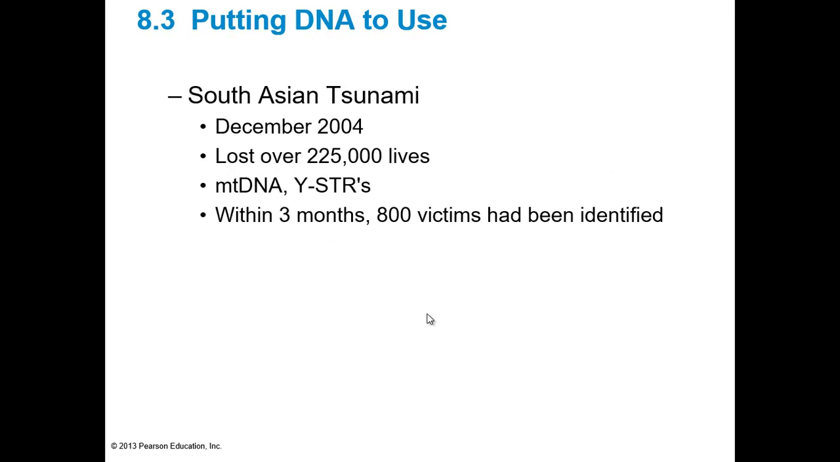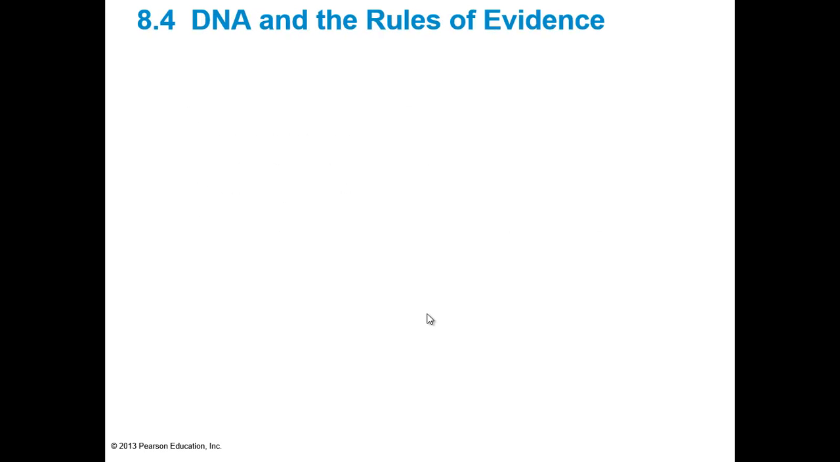The tsunami that hit Indonesia and South Asia had a mortality of over 225,000. They used mitochondrial DNA and Y chromosome STRs, which obviously is only good on males. Mitochondrial works on anybody. And so they identified 800 victims that way.